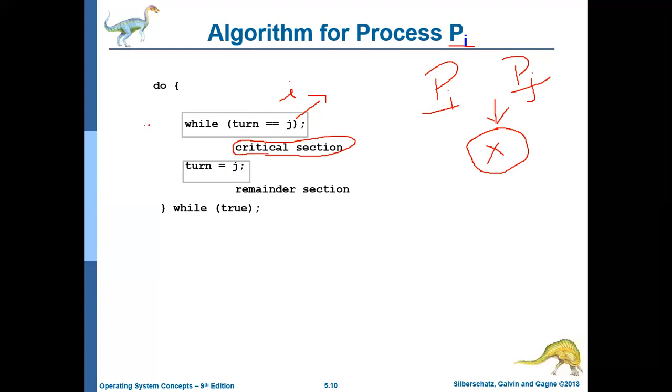So this is the entry section. In the entry section, it checks whether it is the other process's turn or not. If it is the other process's turn, it waits. If it is not the other process's turn, it enters and executes the critical section. And this is the exit section. In the exit section, it is saying that I have now completed executing the critical section. Now it is jth turn, now j can continue. It is making turn equal to j. Then it executes the remainder section. So this is the algorithm for process Pi.